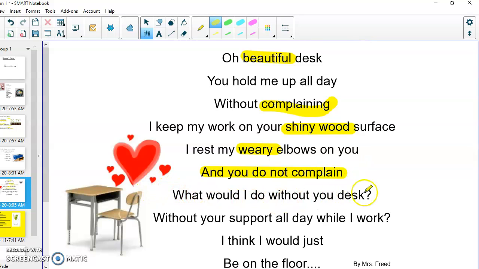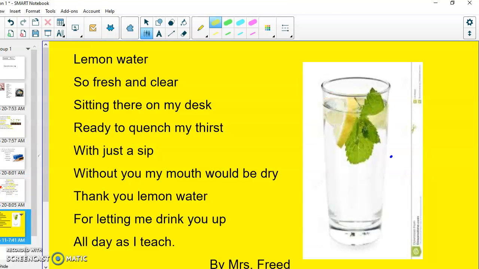What would I do without you, desk? Don't I almost sound like I'm in love? What would I do without you, desk? Without your support all day while I work, I think I would just be on the floor. So be descriptive, have fun, try personification.